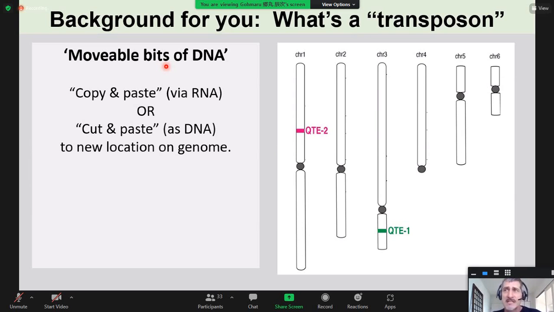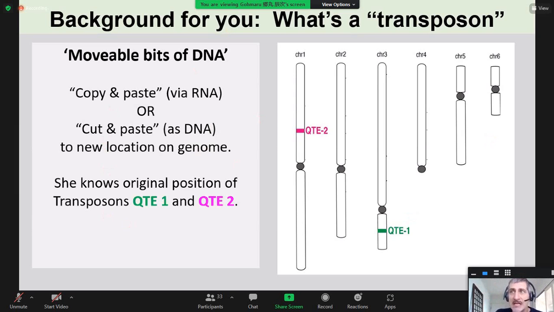But what a transposon is, it basically can move 2 ways. One, a DNA portion can be copied and pasted into a new location via RNA. So whatever the original DNA bit is here, we might find the same bit appearing suddenly, pasted in different places. Or cut and paste, which means the DNA itself is actually cut out. It jumps from this location into other locations around the gene. So the presenter here, she knows the original position of the bits of DNA that are going to move.